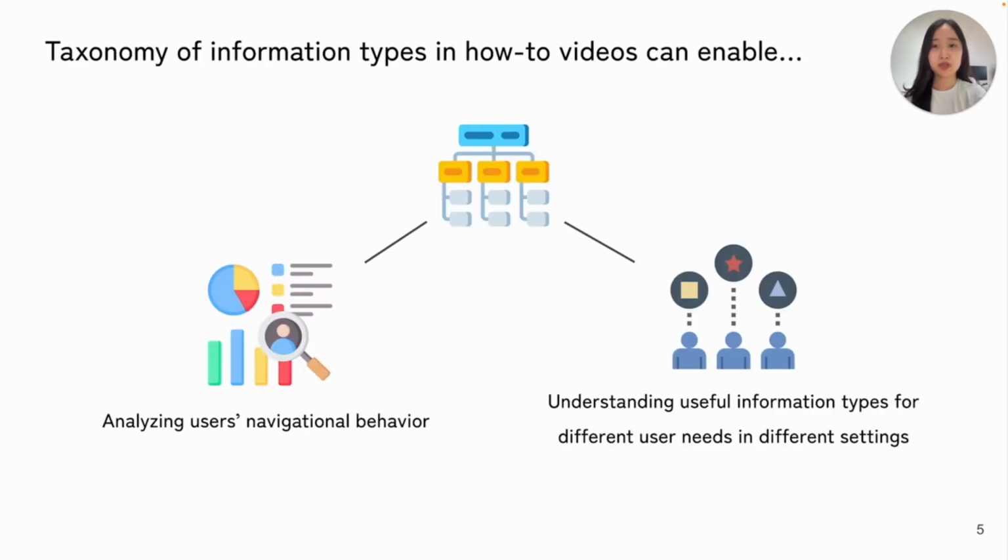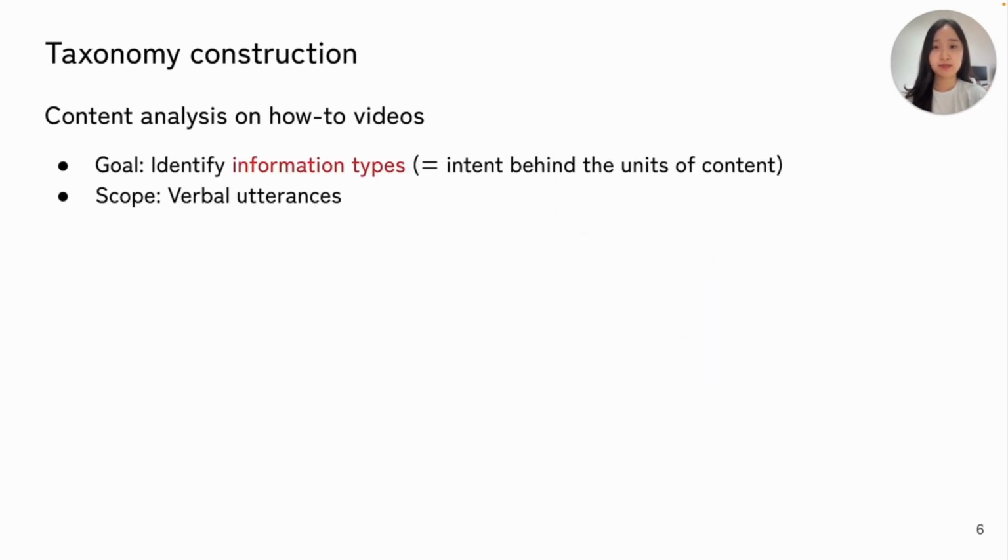We propose that a taxonomy that identifies the types of information shared in how-to videos can serve as a foundation for supporting video navigation. It enables the analysis of users' navigational behavior across information types and understanding useful information types for different user needs. To achieve this goal, we investigated information types shared in how-to videos, which are the intent behind the units of content. We chose verbal utterances as the primary source of information because they often contain explicit explanations of what instructors demonstrate.